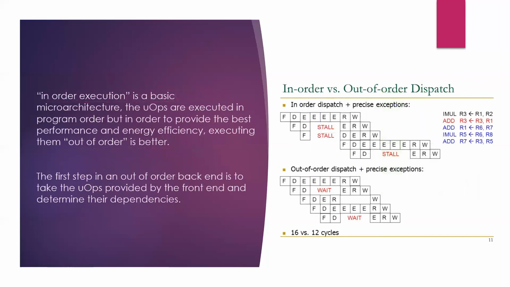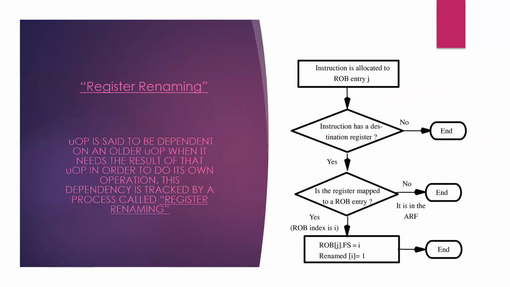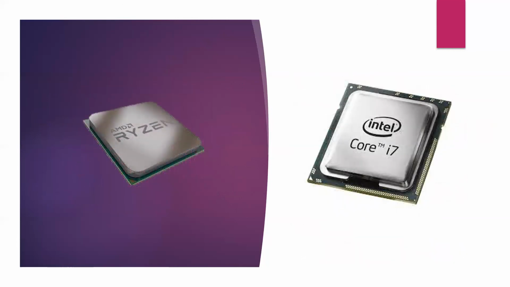In-order execution is a basic microarchitecture. The micro-operations are executed in program order, but in order to provide the best performance and energy efficiency, executing them out of order is more favorable. The first step in an out-of-order back end is to take the micro-operations provided by the front end and determine their dependencies. These dependencies are tracked by register renaming. A micro-operation is said to be dependent on older micro-operations when it needs their results to do its own. The whole CPU process is much more complicated.